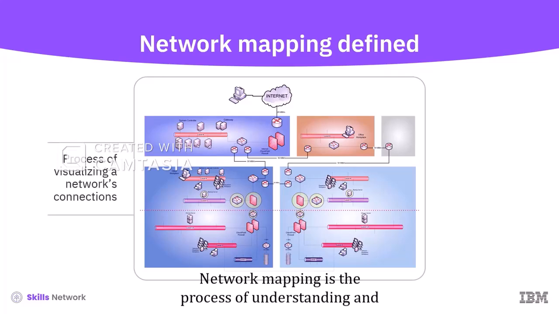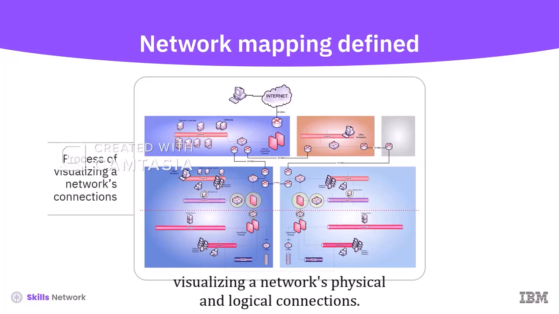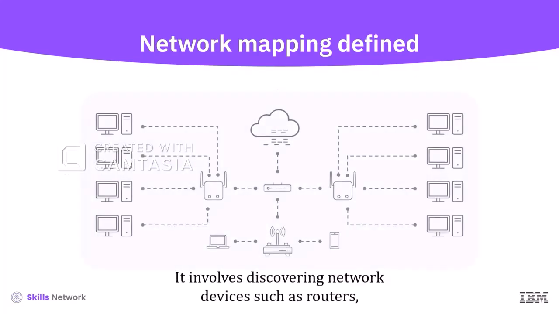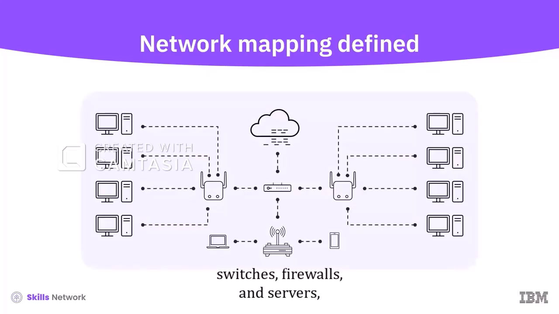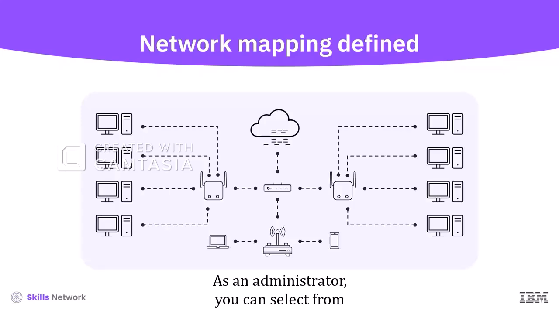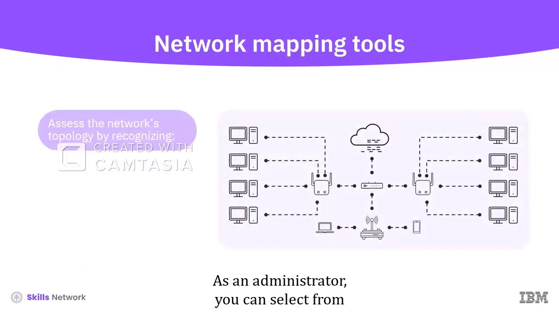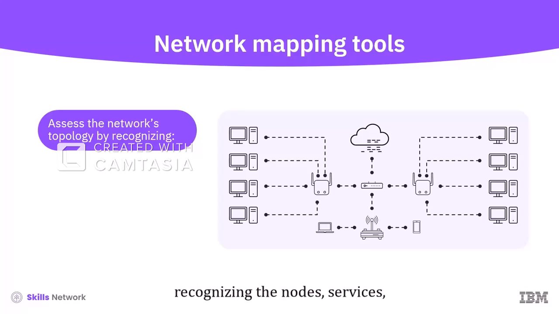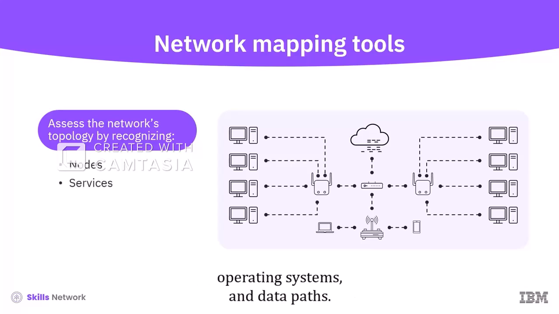Network mapping is the process of understanding and visualizing a network's physical and logical connections. It involves discovering network devices, such as routers, switches, firewalls, and servers, and understanding their interactions. As an administrator, you can select from a variety of tools to assess the network's topology, recognizing the nodes, services, operating systems, and data paths.